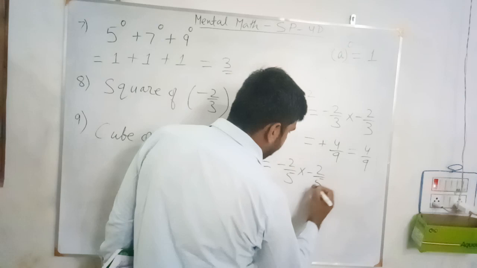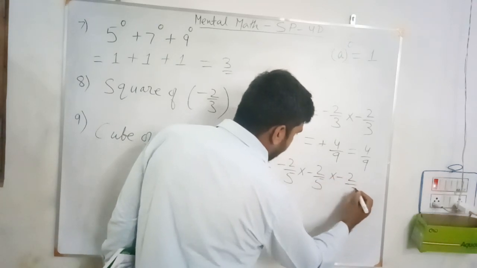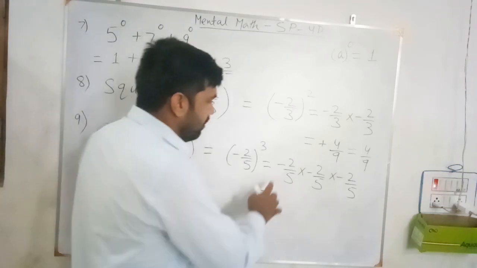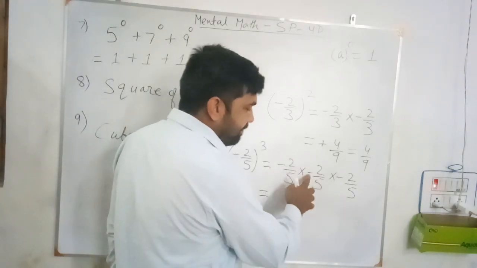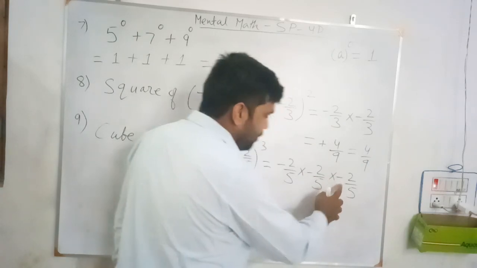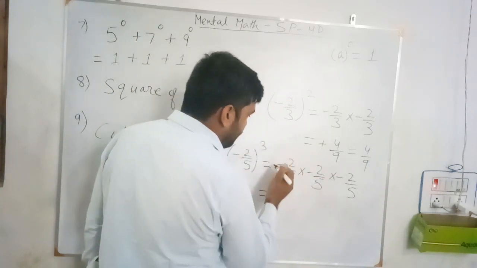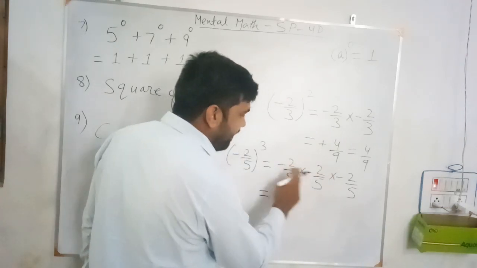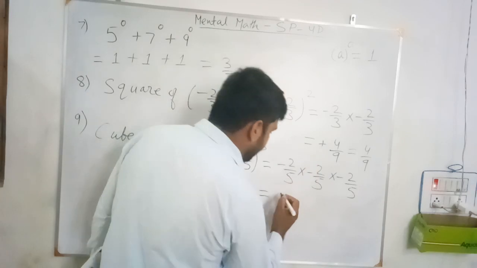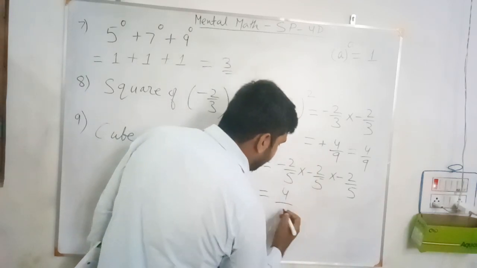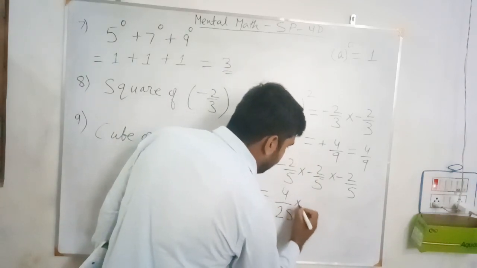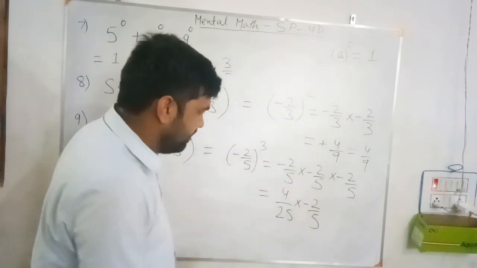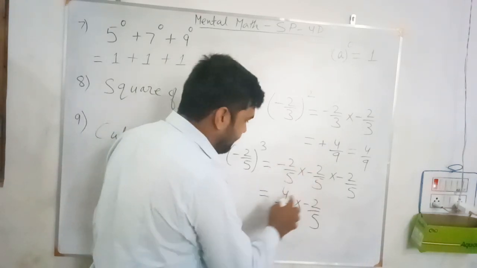Multiply minus 2 by 5, multiply minus 2 by 5. See what result you are going to get. Minus minus plus, plus minus minus. First I am going to multiply these two pair, minus 2 by 5, minus 2 by 5. So minus minus plus, 2 2s are 4, 5 5s are 25. 4 by 25. Minus minus plus, minus 2 into minus 2 gives you plus 4.